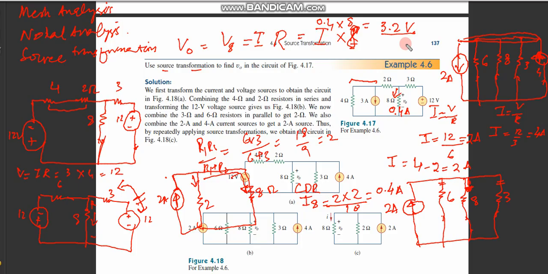So source transformation is a powerful tool to analyze a circuit. You can transform a voltage source like over here to a current source like over here, or a current source to a voltage source. They are both vice versa, and they greatly simplify the circuit.